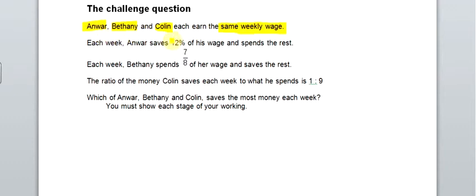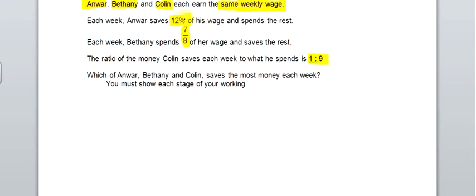Each week, Anwar saves 12% of his wage. Now, you're probably thinking, like I am, I'd like to work out 12% of his wage, but I don't know how much he earns, so we can't. So let's carry on. Each week, Bethany spends 7/8 of her wage and saves the rest. But we don't know how much she earns, so we can't work out 7/8. The ratio of the money Colin saves each week to what he spends is 1 to 9. And again, there's no number, so we can't work any actual numbers out. Now, that means we must have to compare using these things.